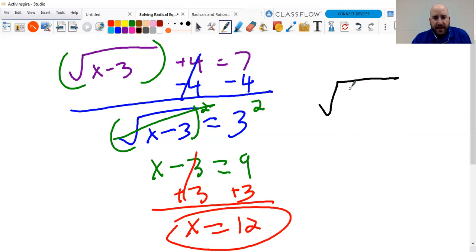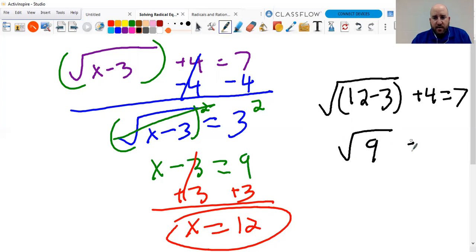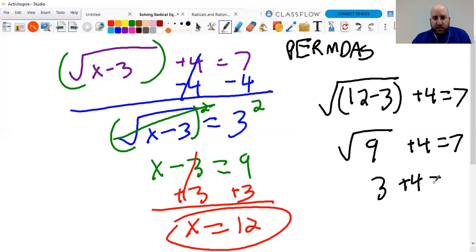I got 12. I need to plug it back in here. Square root of 12 minus 3, plus 4 equals 7. Anything underneath the square root is essentially in parentheses. So I do 12 minus 3, which is the square root of 9, plus 4 equals 7. As I said, roots tie in with exponents, so when I have a root, I have to calculate that before I do anything else. Square root of 9 is 3. 3 plus 4. Again, I only want the positive, not the negative, obviously. Square root of 9 is positive 3. 3 plus 4 is 7, which of course checks out.